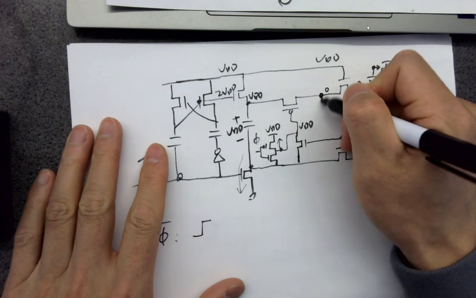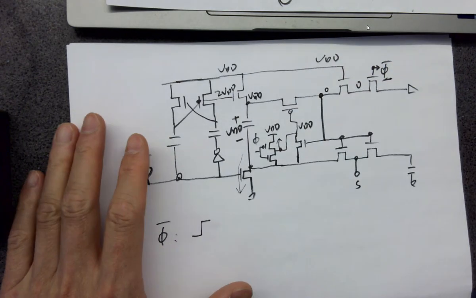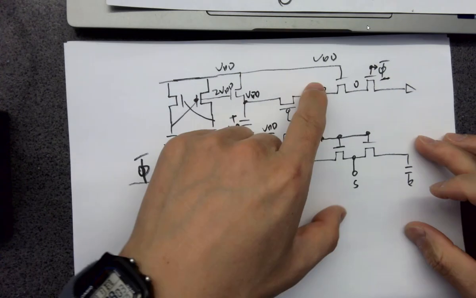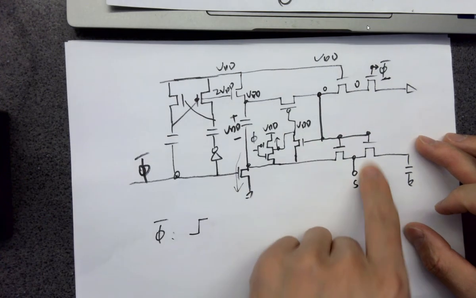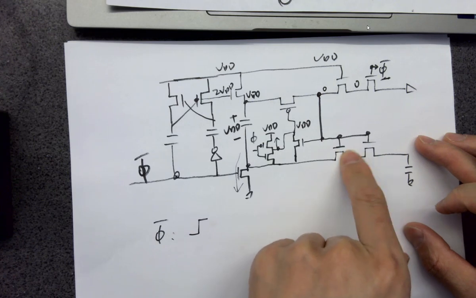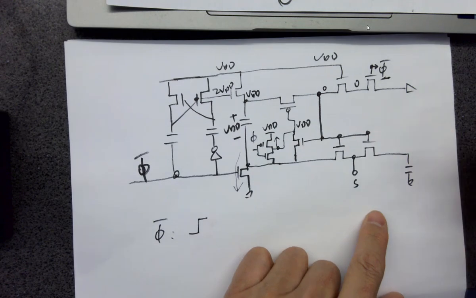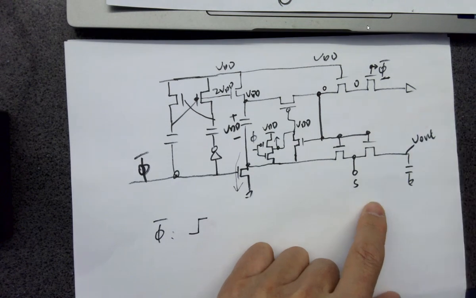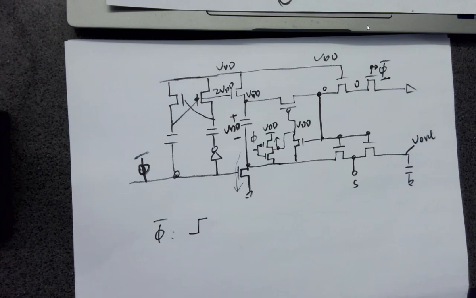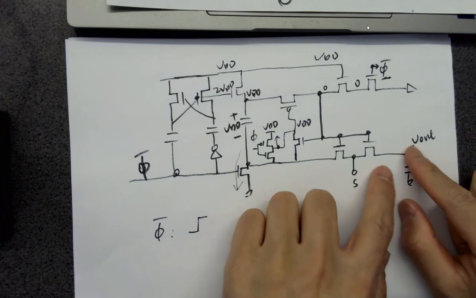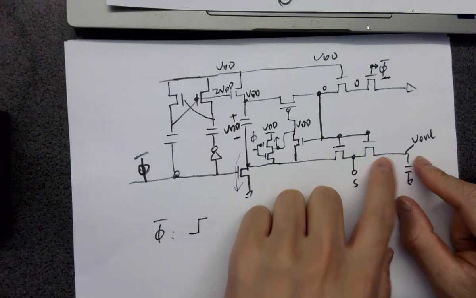I'm missing one line here. You got a 0 here, 0 here, 0 here. They are all off. Okay? So what about the output? Which phase? Hold. They are all off.